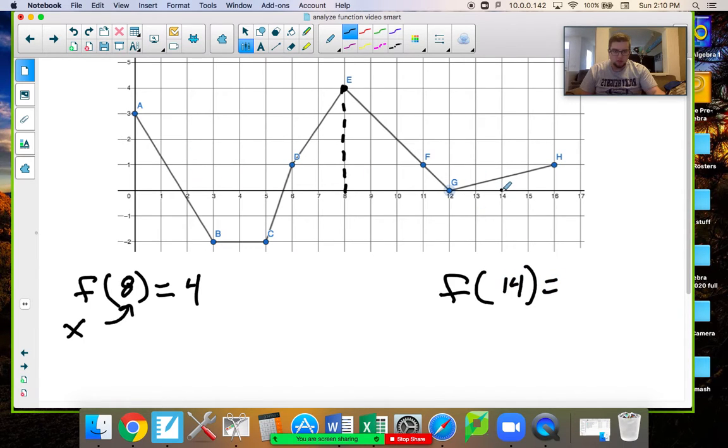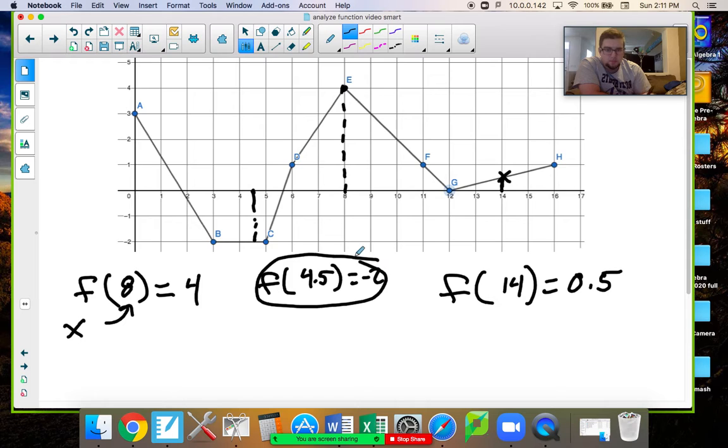So 14, here's 14. Not a perfect whole number, we're just going to estimate. It looks like it's 0.5. We can use this graph to get any of our inputs. We could even wonder, all right, what about at 4.5 as my input? So here's 4.5. It spits out -2. So if I plug in values, I can get my output values.